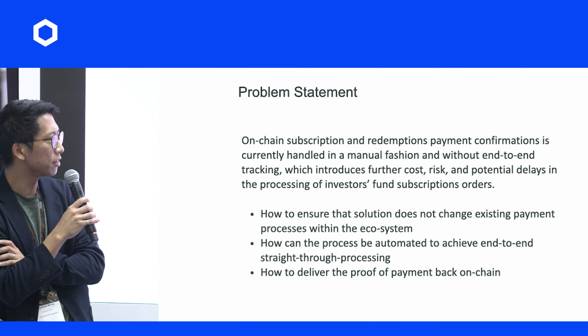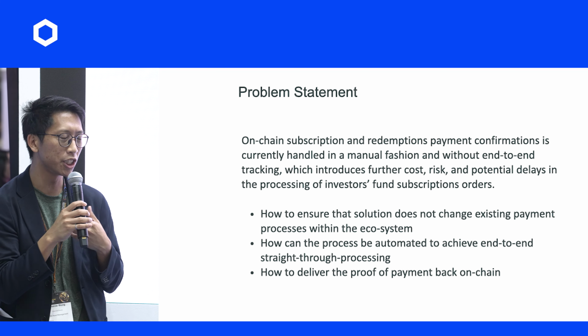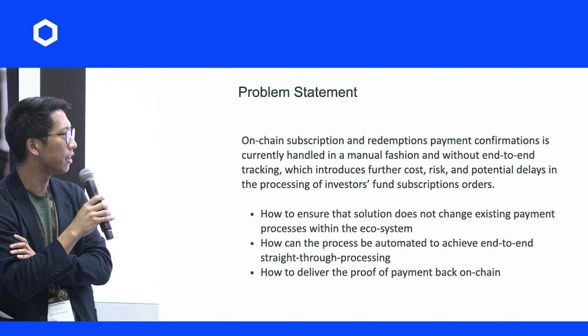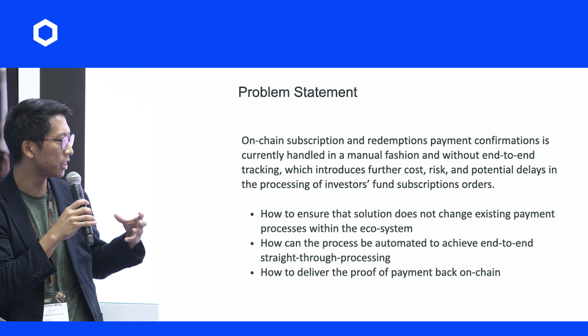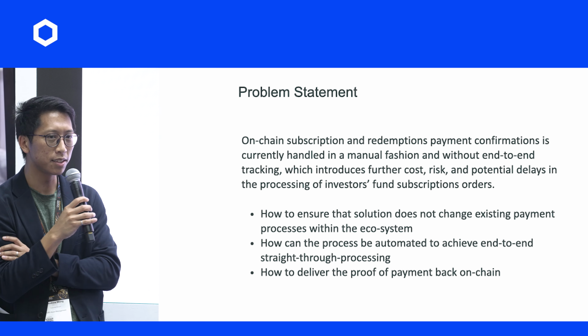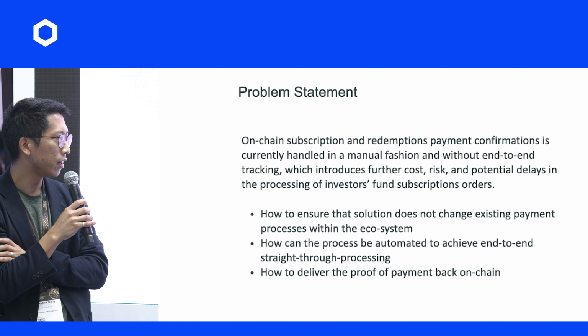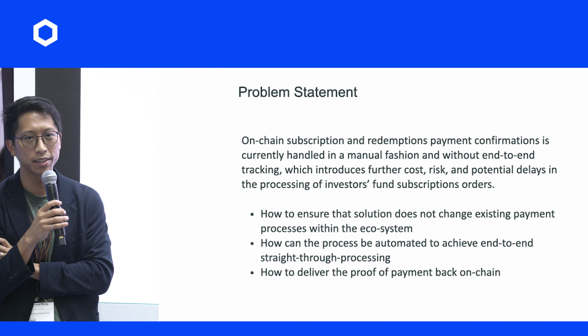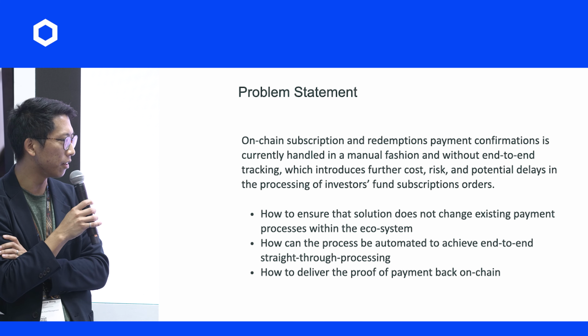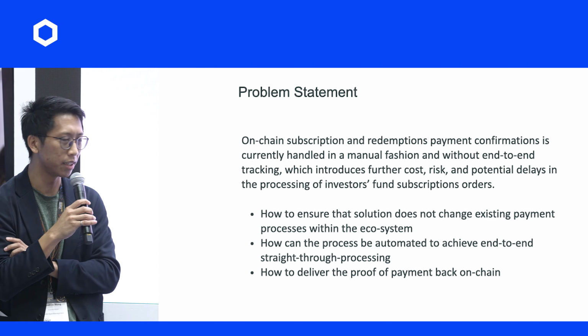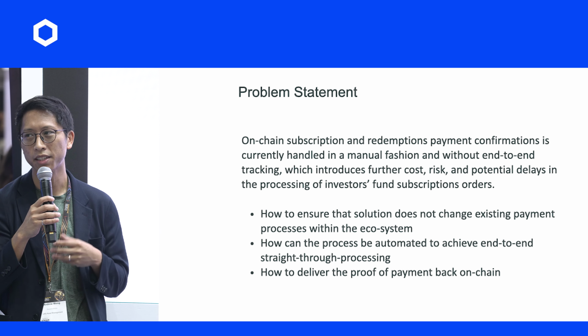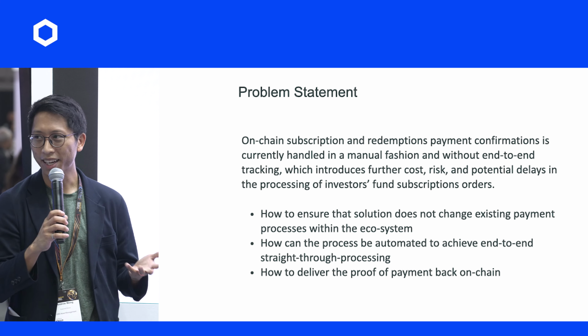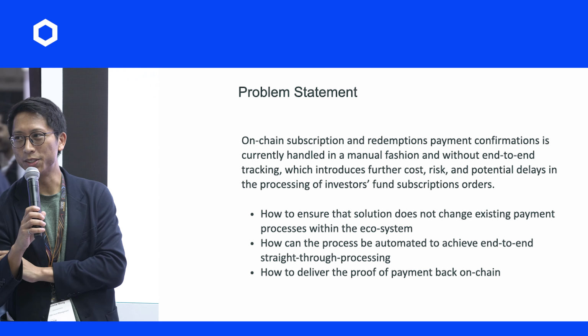So the problem statement really came down to how do we bring off-chain payments on chain in a way that does not fundamentally change the existing processes and systems, such that it's still interoperable? How can we process things end to end to drive certain efficiencies? And then, off-chain data that needs to come back on chain: how do we deliver it with trust and verified, especially when we're talking about Swift messages and Swift payments? So with that, I hand it over to Giles.